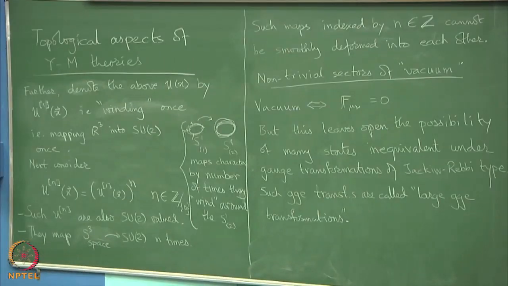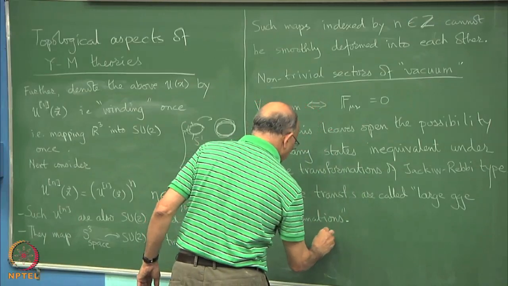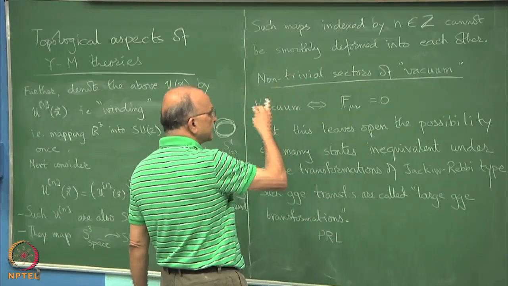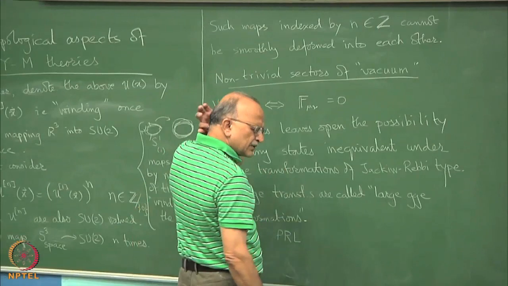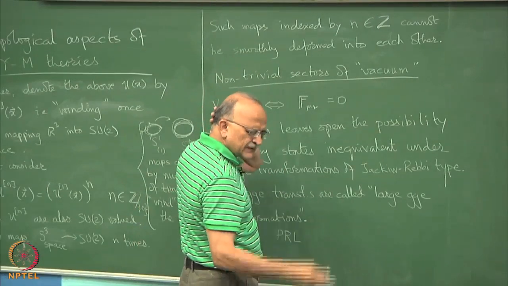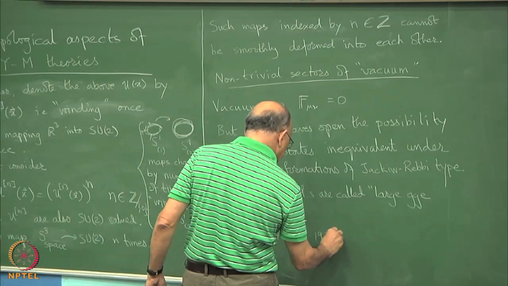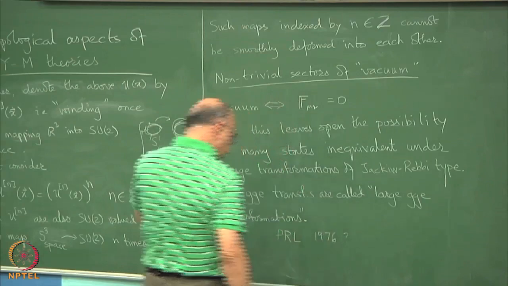And actually Jackiw-Rebbi do a careful, this is a very beautiful Physical Review Letters paper. From which year I forget, but if you just look for Jackiw-Rebbi Physical Review, what do they say, vacuum structure of gauge fields or theories or something like that, okay. 1973 or no, 76 maybe, yeah.